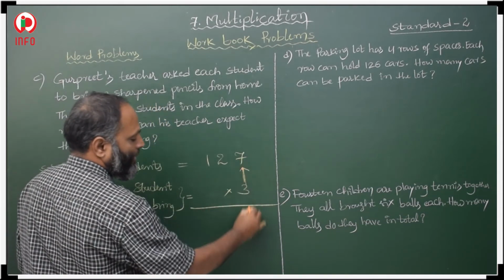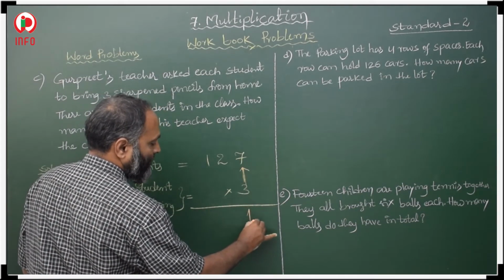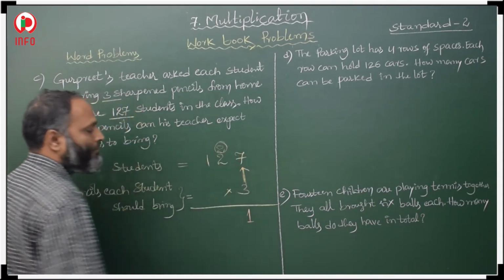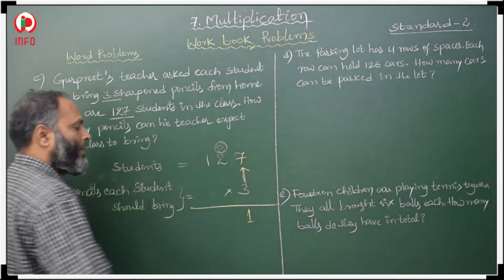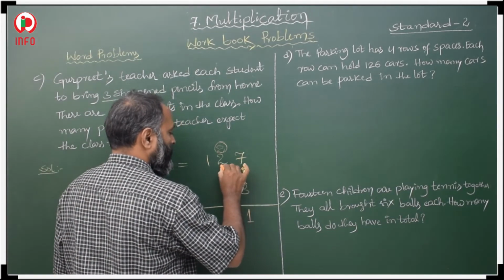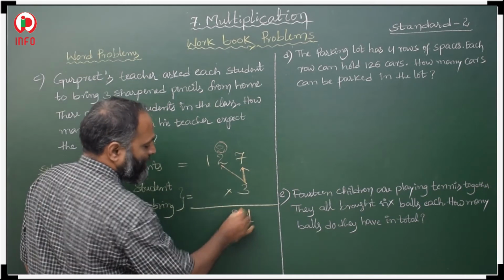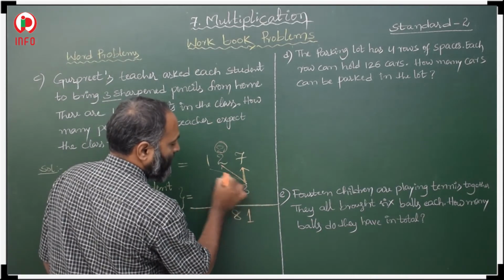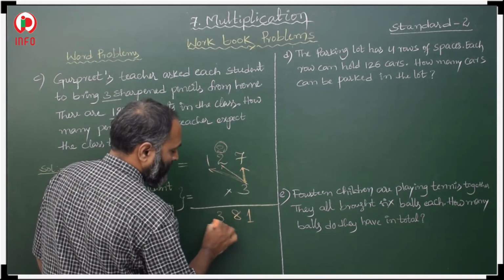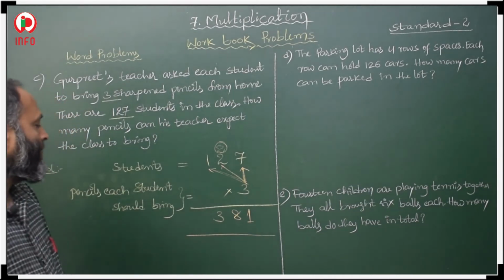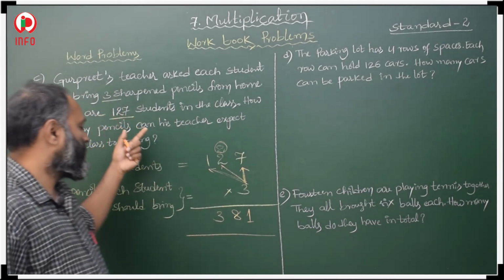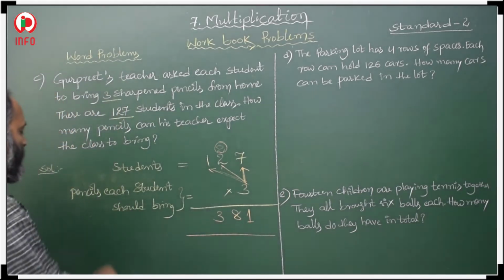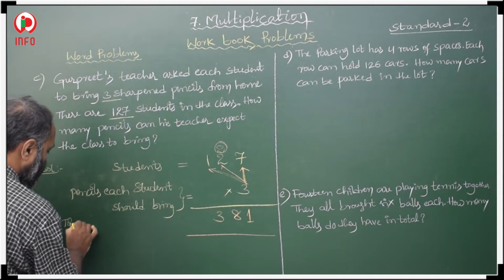3 sevens are 21. 21 means 1 ten, 1 one, and 2 tens, 21. Now 3 with 2, 3 twos are 6, 6 plus 2, 8. 8 is a single digit, so we write it as it is. Then 3 with 1, 3 ones are 3. So how many pencils in total should 127 students bring? 381 pencils.